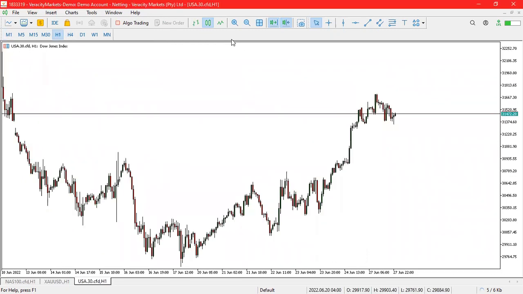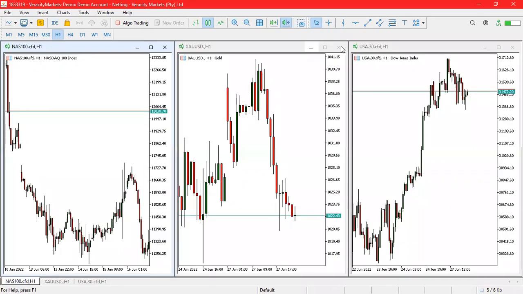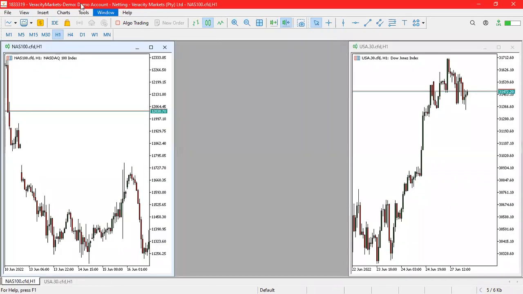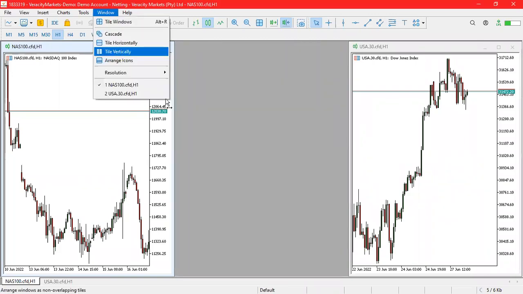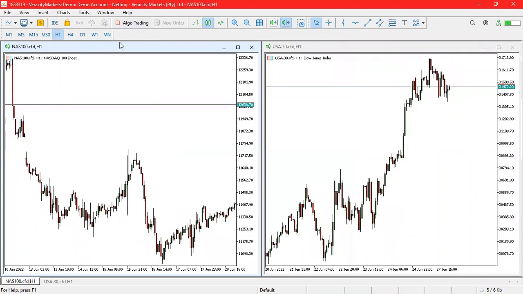So okay, let's do this. Let's open both charts. Tile window. Man, it's closed. We don't want gold in here. Why should we want gold? We don't want gold. Okay, let me do it like this.